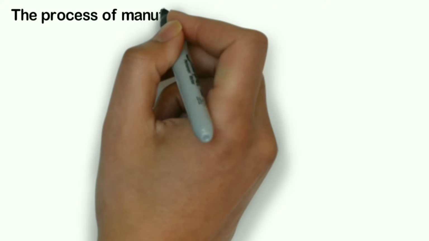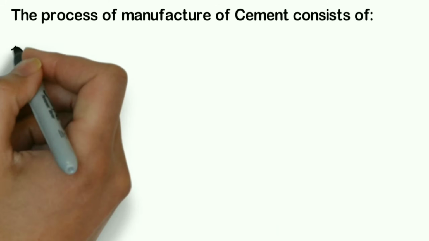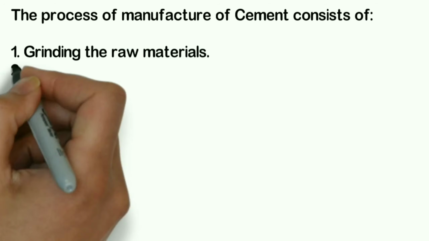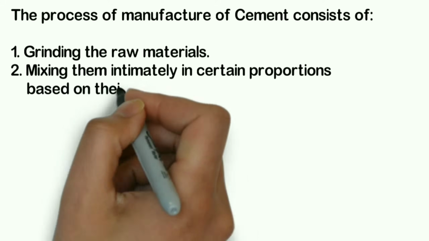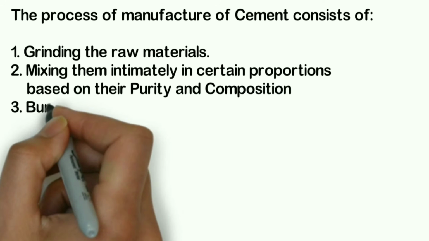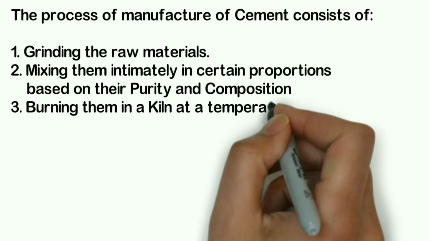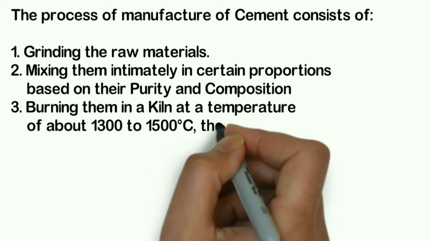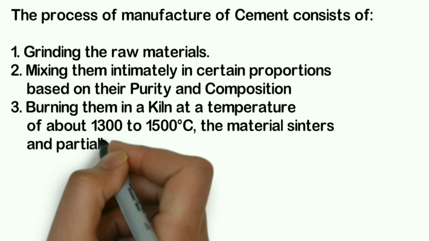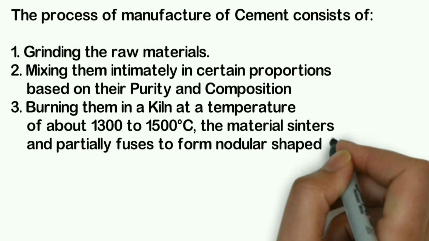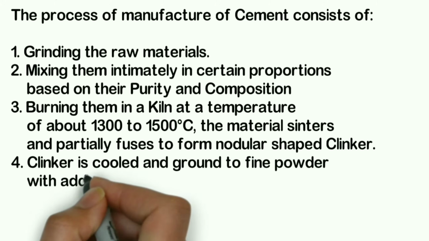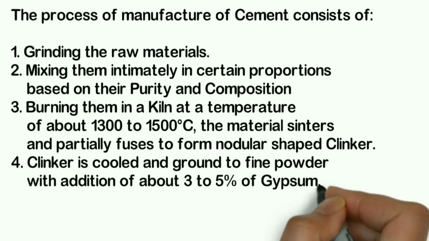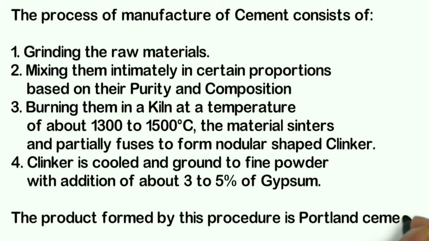The process of cement manufacturing starts with grinding of raw materials, then mixing them intimately in certain proportions based on their purity and composition, followed by burning them in a kiln at a temperature of around 1300 to 1500 degrees Celsius, where the materials sinter and partially fuse to form nodular shaped clinkers. And lastly, these clinkers are cooled and ground to a fine powder with addition of about 3 to 5% of gypsum. The product formed by this procedure is called Portland cement.